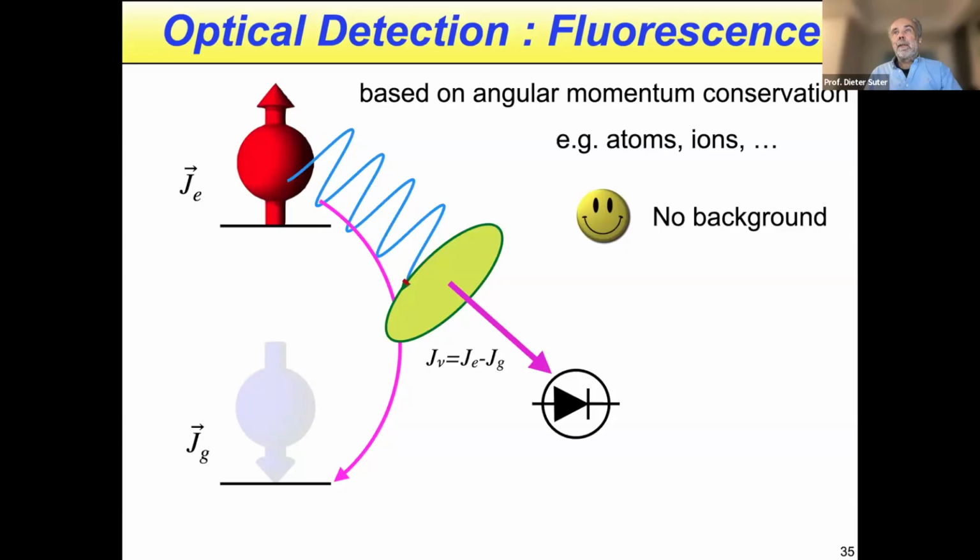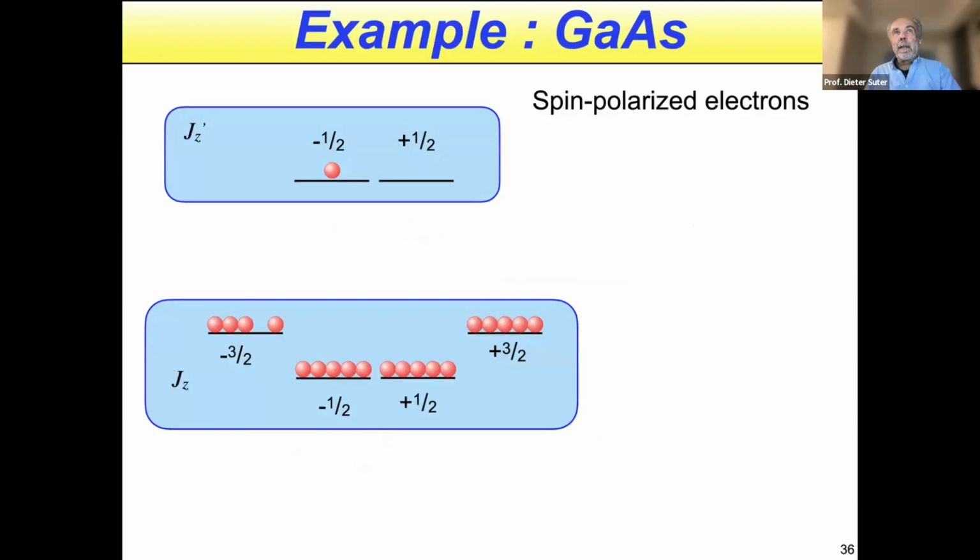This has some advantages. It has no background and it has no back action. I mean, the atom emits the photon anyway, and whether you measure it or not, it will not affect the atom. You can apply that not only to atoms, but also to some solid-state systems like gallium arsenide.